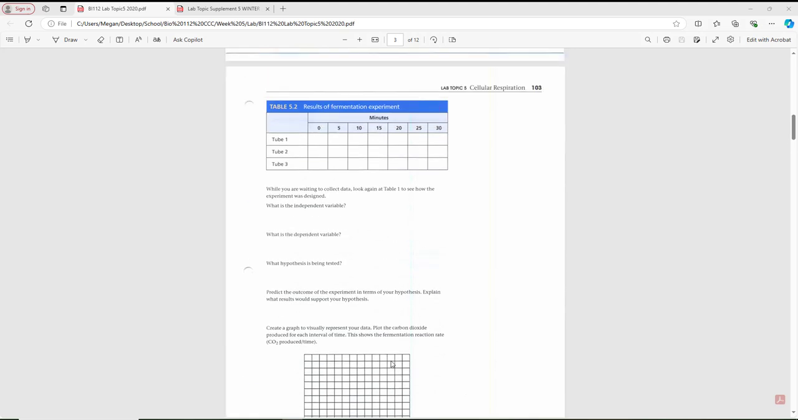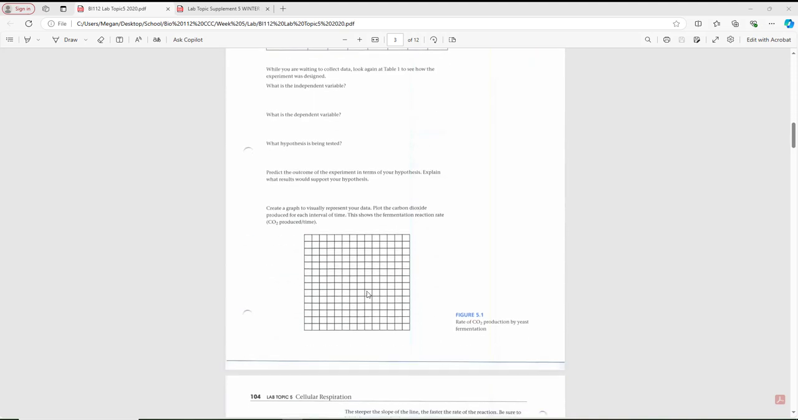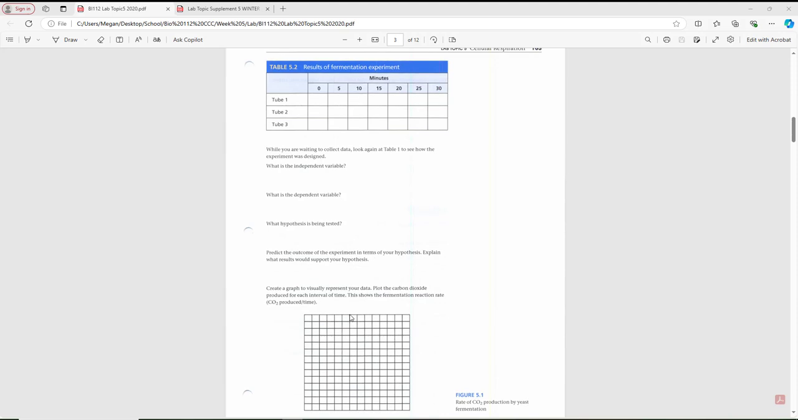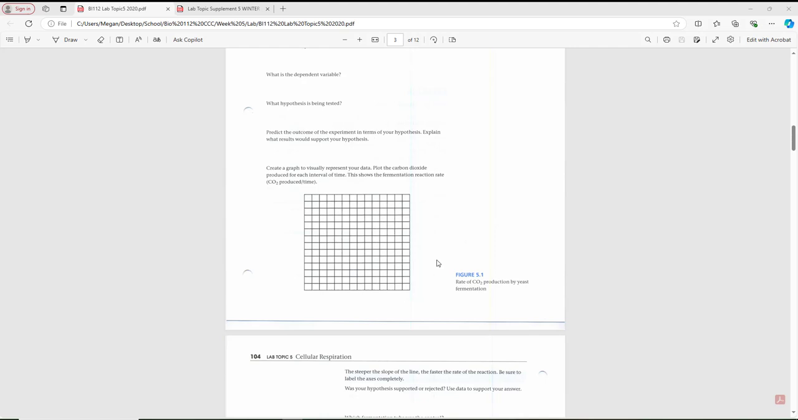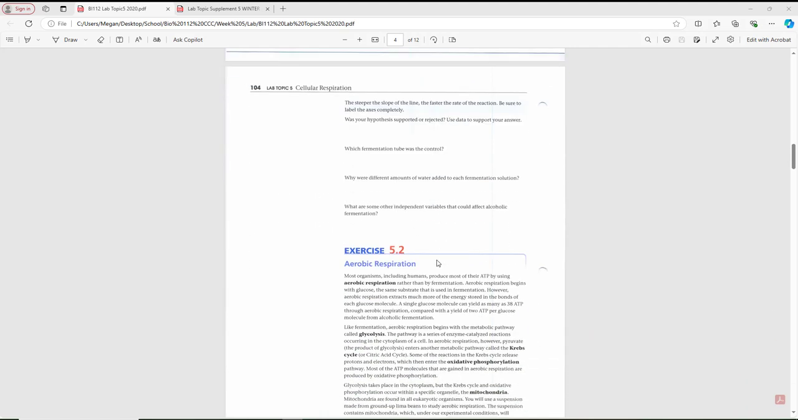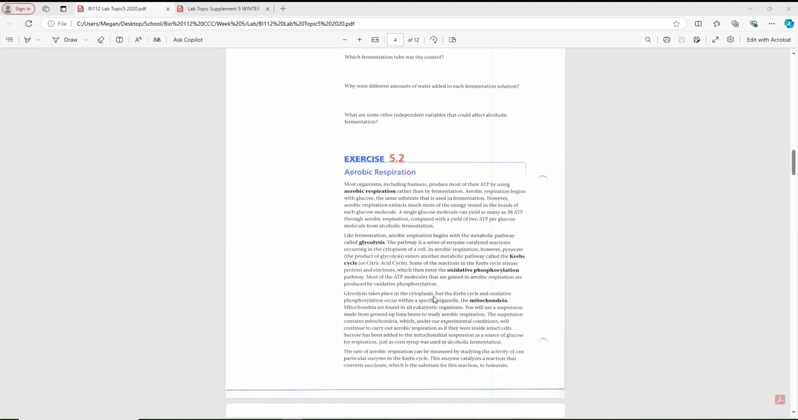And think about what type of graph you're going to create. Should you create a line graph or a bar graph? So, think about how this is going to be set up, because that'll help you later on when you're doing your actual experiment, your independent experiment, and then how that's going to be set up for your actual, final scientific report later on. Okay? In the second activity, exercise 5.2, we get into aerobic respiration.